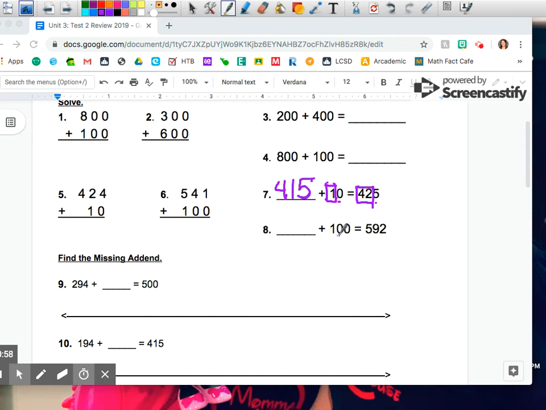On number 8, we're adding hundreds, so my 10s and 1s won't change. So what plus 1 will equal 5? 4 plus 1 equals 5.